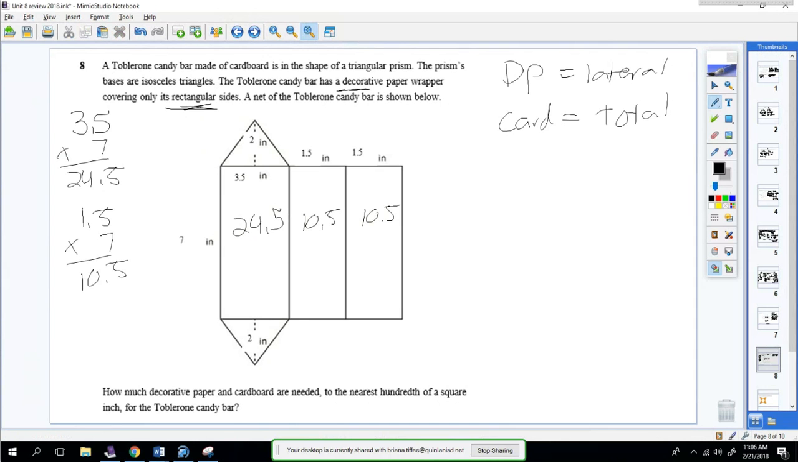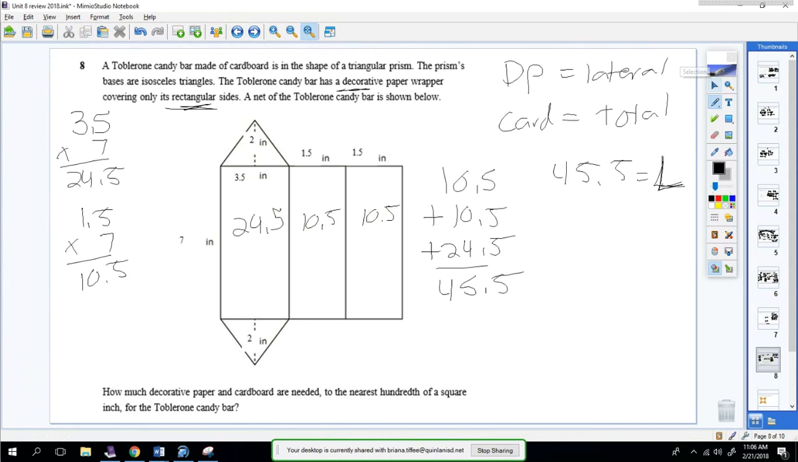So to find the lateral, you're going to do 10.5 plus 10.5 plus 24.5, which equals 45.5. So 45.5 is my lateral. I'm just going to put an L for lateral.